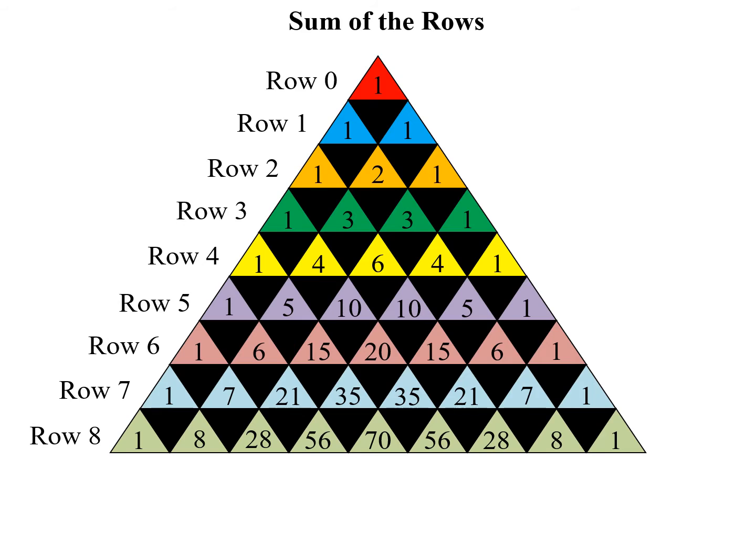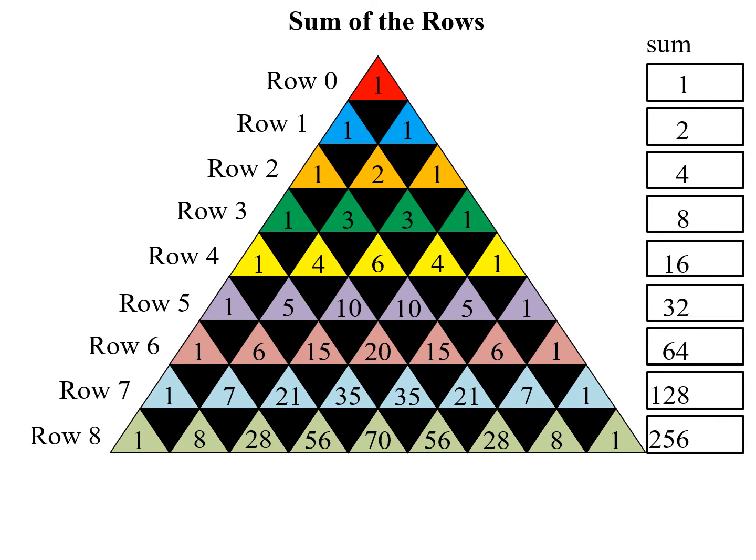Let's take a look at the sum of each row. Look at row 3. Add up those numbers. 1 plus 3 plus 3 plus 1 equals 8. We'll do this with all these rows. You might notice that those numbers on the right, 1, 2, 4, 8, etc., are powers of 2. For example, the sum of row 8 is 2 to the 8th power. The sum of row 50 is 2 to the 50th power.